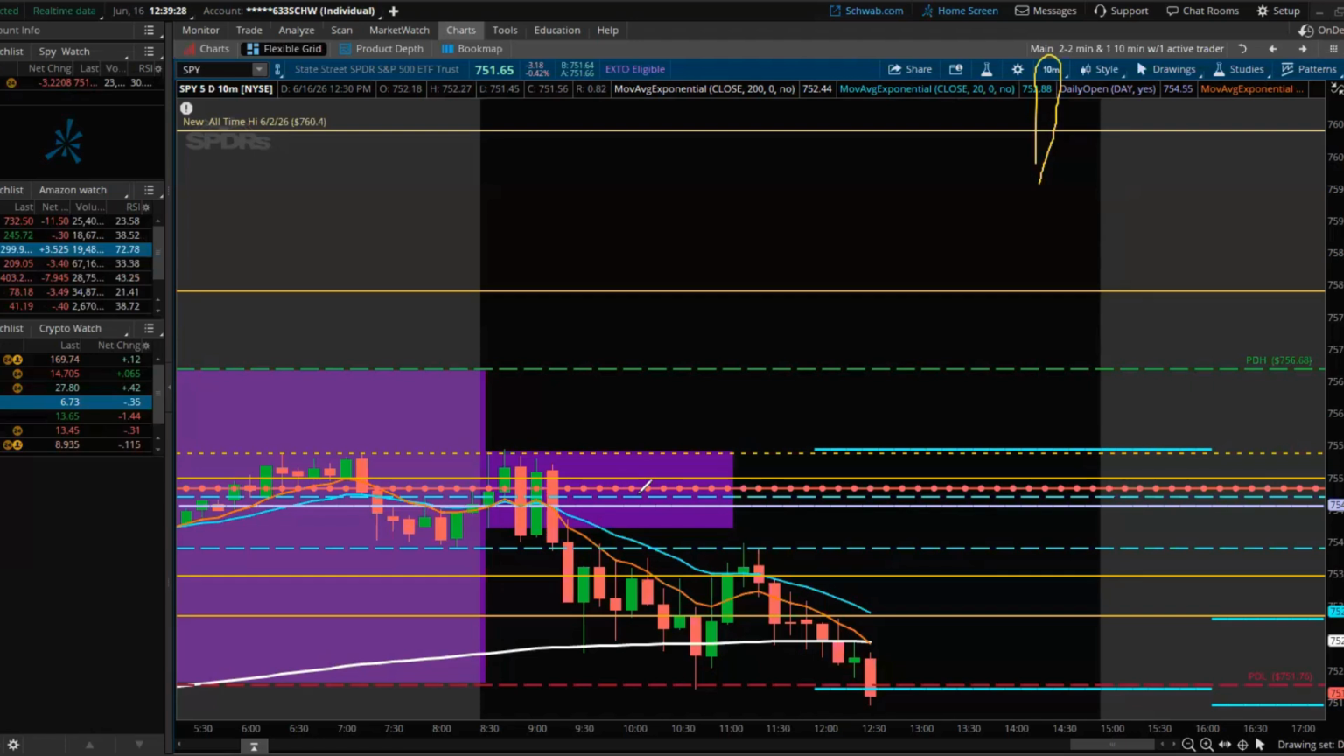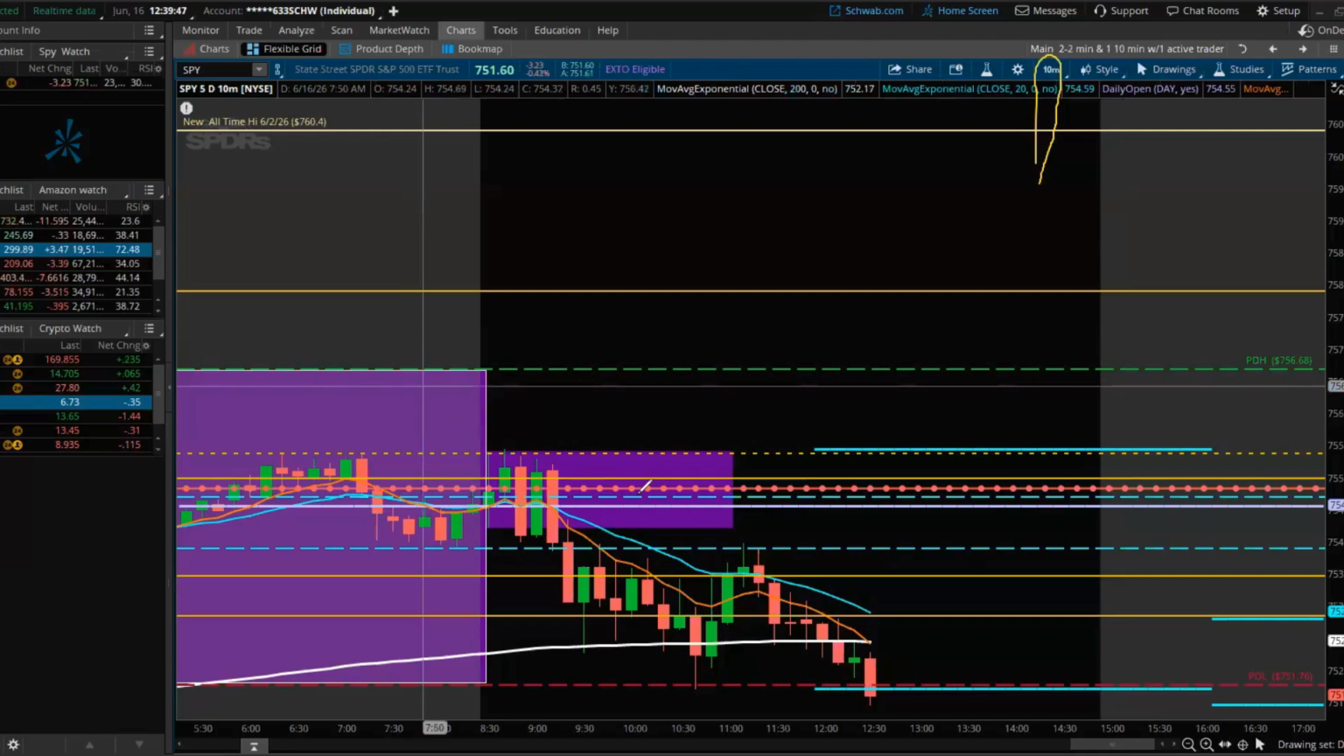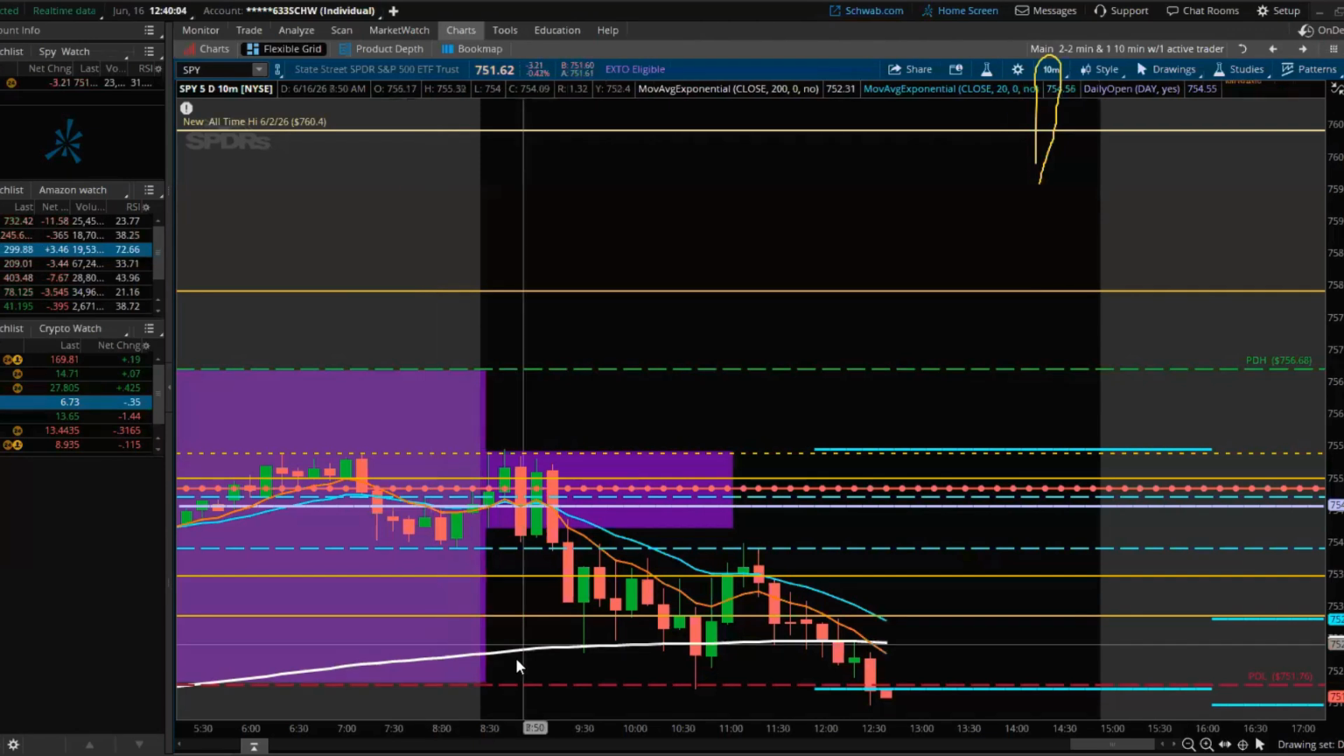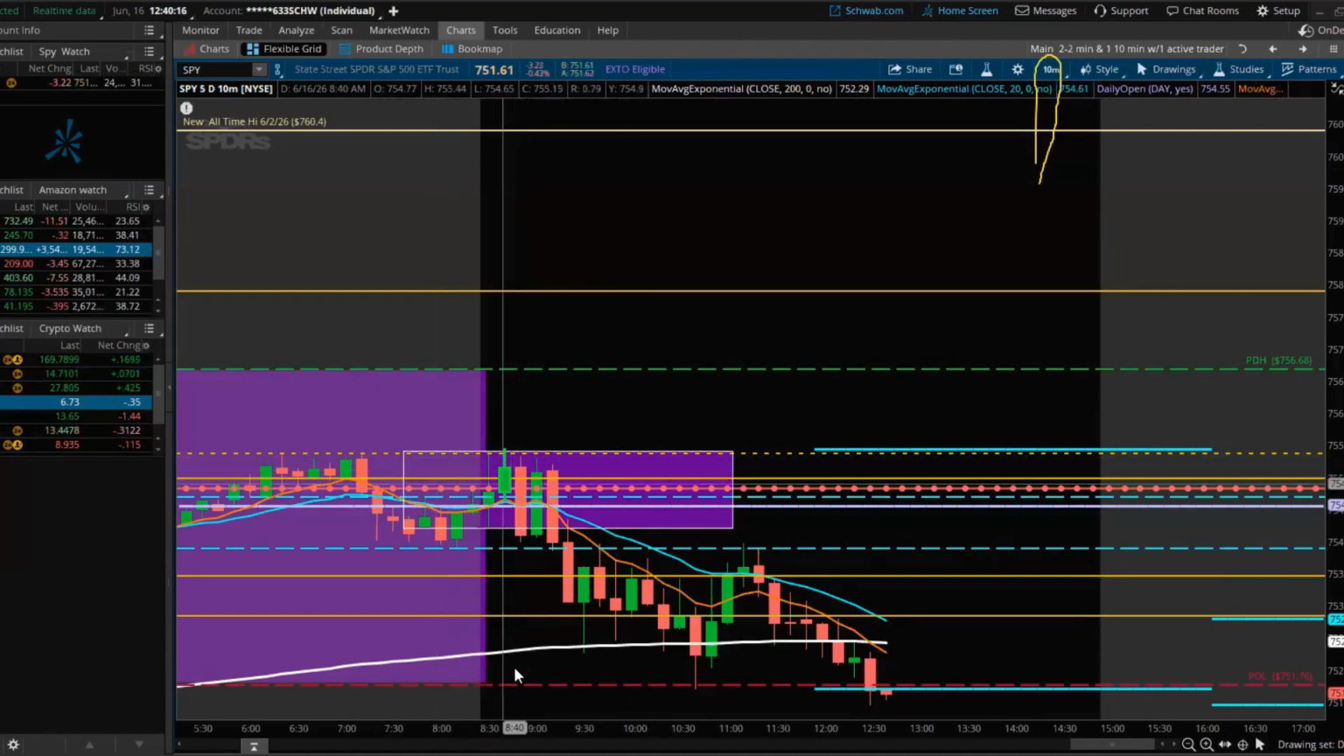Now, this little gray area and this purple box is the overnight hours. Within this purple area, this was the high from yesterday, how high the market went yesterday. This is the SPY that we're talking about. And this red dotted line down here is how low the market went yesterday. So within this range is where we started off today, and right in here was where the market opened.